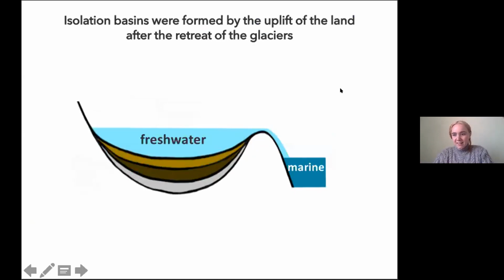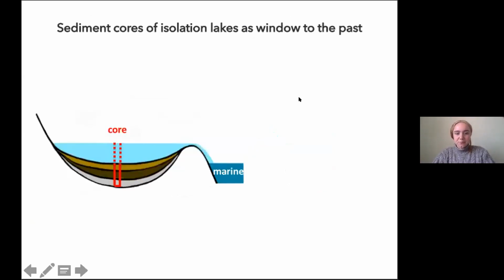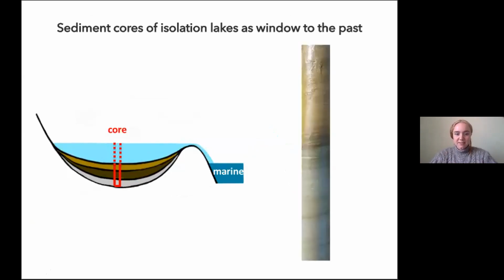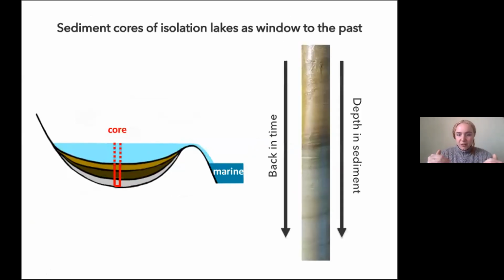And the past of these lakes, you can find it in the sediments of the lakes, and also information about the organisms that used to live in this environment. So when you take sediment cores of these isolation lakes, you can use it as a window to the past. The deeper you go in the sediment, the more you go back in time. And it's really striking that, for example, for the freshwater phase of the lake, the sediments are brown. For the brackish phase, they are more greenish. And for the marine basin phase, the sediments are gray.